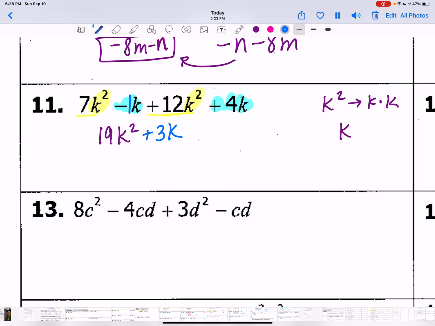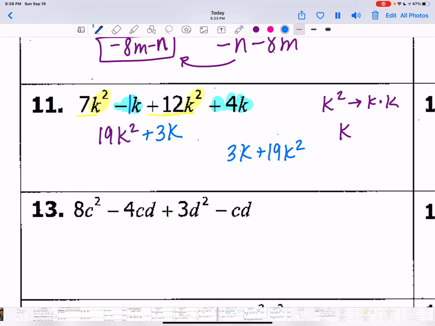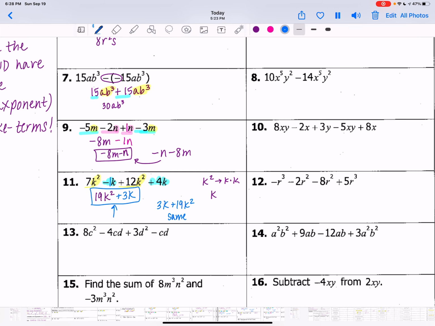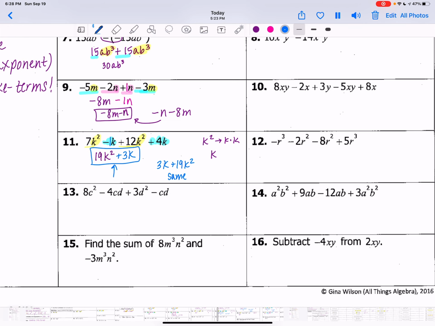So combine it together, 19k squared plus 3k. And in this case, since they're both k's, you put the power, the bigger exponent first. So this would be more correct. You could also write it 3k plus 19k squared. That's equivalent. However, that is the more correct form as far as it's in standard form. I'd mark you correct on both versions. It's the same thing. But if you had to enter it on Canvas, you would want to put the 19k squared first.